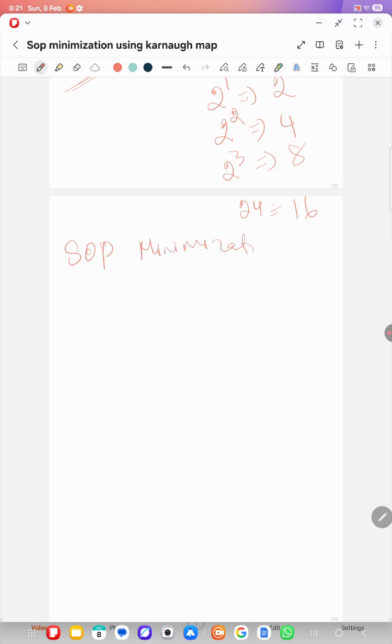Let the expression be f1 equal to the summation of minterms 0, 2, 4, 5, 6. This is the expression given, and these are actually the minterms. This is called the minterm, that is the product term.